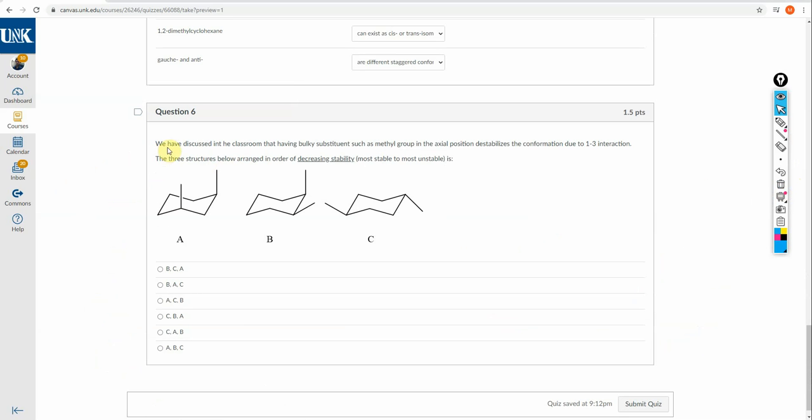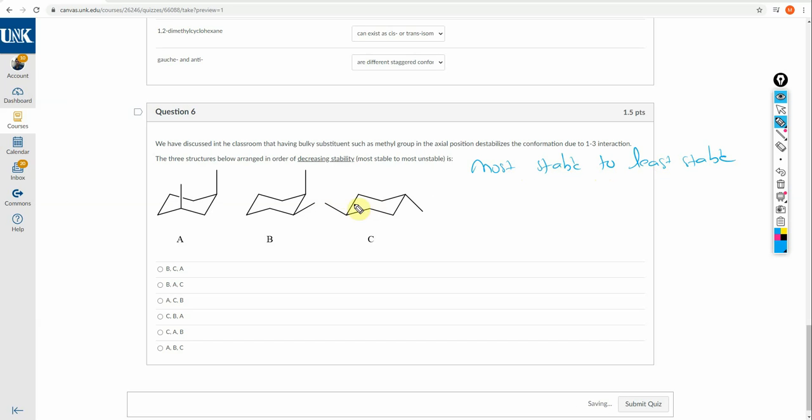And so we have discussed in the classroom that having bulky substituents such as methyl in the axial position destabilizes the conformation due to the 1,3 interaction. The three structures below, arrange in order of decreasing stability. So you want to go from the most stable to the least stable.